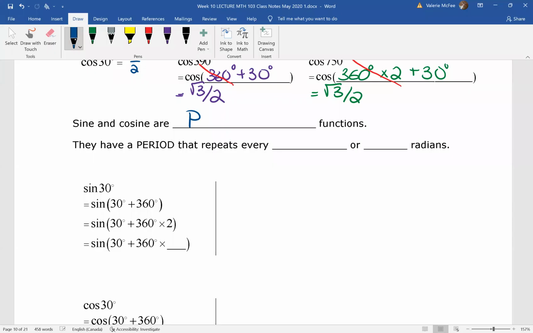We say that sine and cosine are periodic functions. They have a period that repeats every 360 degrees or 2 pi radians. So we say that sine of 30 degrees was equal to the sine of 30 degrees plus once around the circle, plus twice around the circle, plus k times around the circle, where k is any integer.